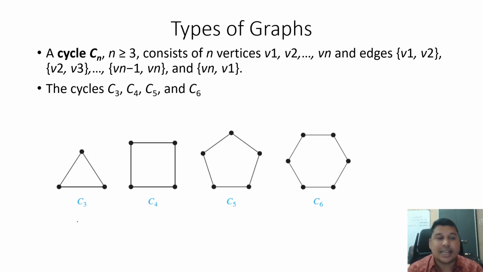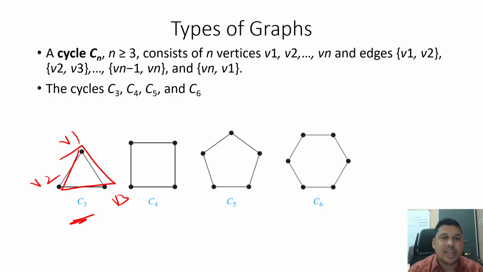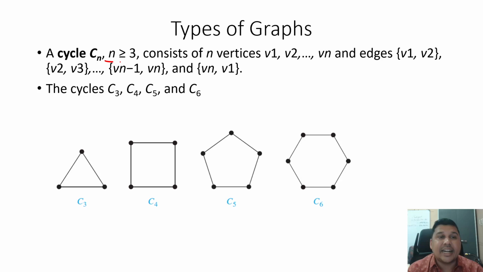See here, see the example of C3. I have V1, V2, V3. See, I am having a cycle here, right? So, the cycle Cn, n greater than or equal to 3, consists of n vertices V1 to Vn and edges V1 V2, V2 V3, up to Vn minus 1 Vn, and Vn V1.